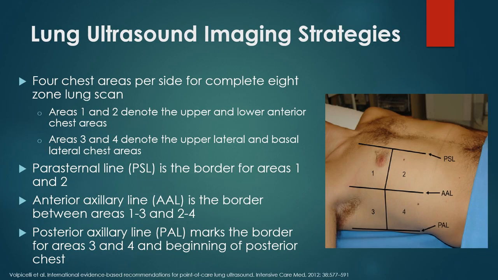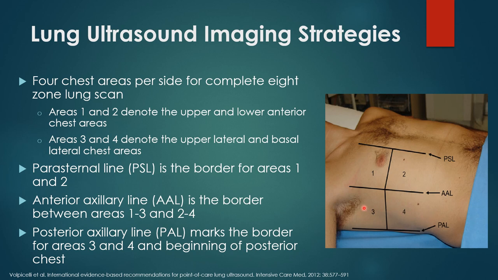Some of the lung ultrasound imaging strategies: you have four chest areas per side for a complete 8-zone scan. Areas 1 and 2 denote the upper and lower anterior chest wall area, and then areas 3 and 4 denote the upper lateral and basal lateral chest areas. The parasternal line is the border for areas 1 and 2, as you can see here, and then the anterior axillary line is the border between areas 1 and 3 and 2 and 4.